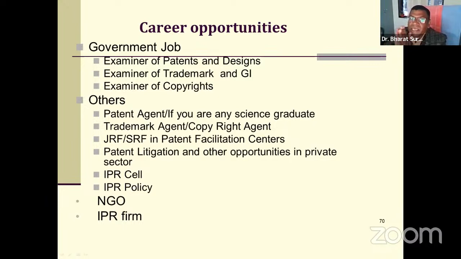If you want to come as an examiner of trademark, GI, copyright, you should have a law background. Then definitely you can apply to the UPSC and you'll be selected depending upon the vacancy. If you want to work as a trademark agent, any law graduate or commerce or arts graduate can also do so, but they have to pass the trademark agent examination. Every year we are conducting it. If you want to be a patent agent, any science graduate can become a patent agent.